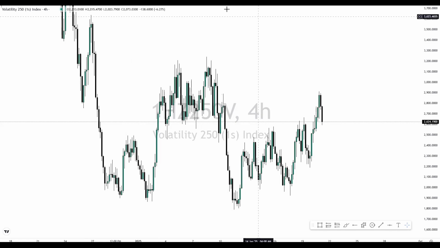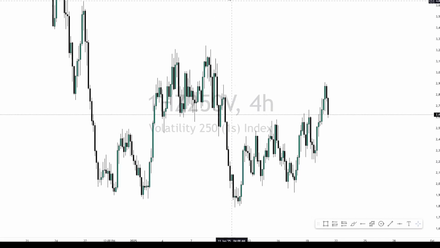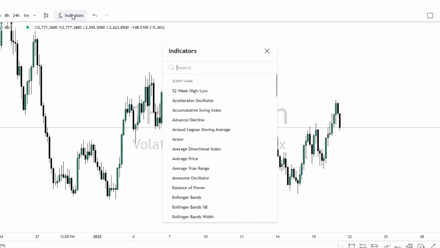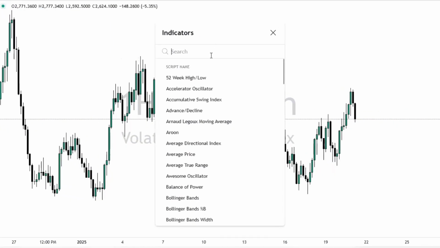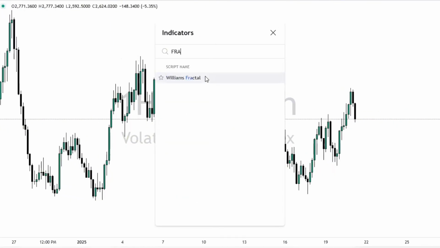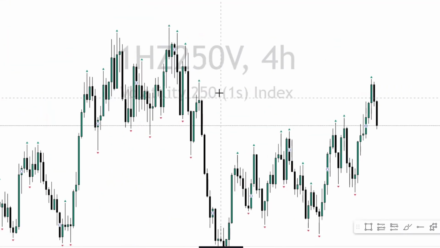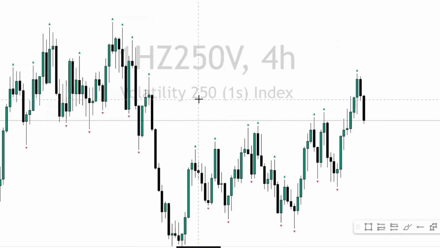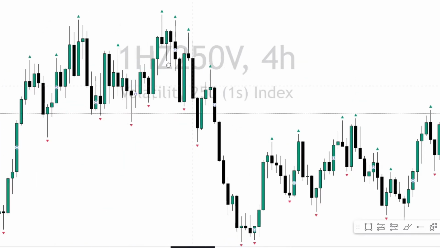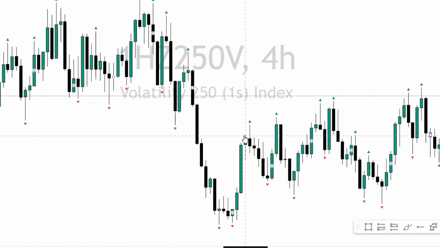So let's go to our indicator. It's our indicator here. And let's look for fractals. Fractals. This is it, Williams fractal. When you add it on your chart, you're going to be seeing different things coming up on the highs and the lows of the market. And as you can see, it is pointing out the swing highs and the swing lows of the market. The red is pointing at the swing lows, while the green is pointing at the swing highs of the market.